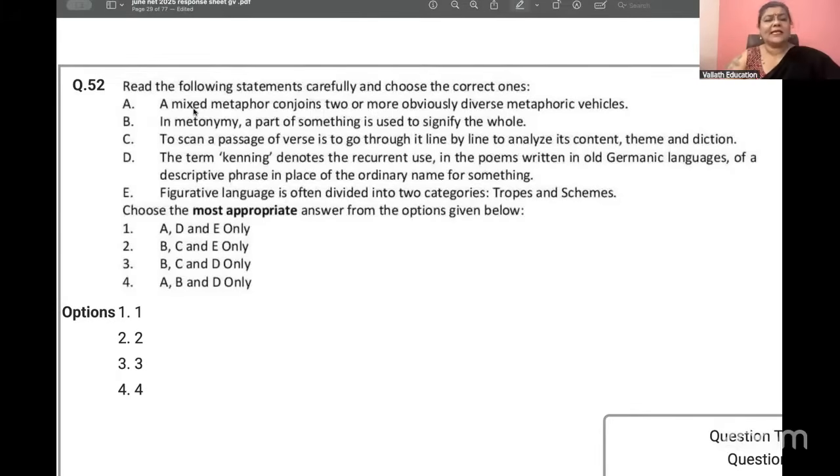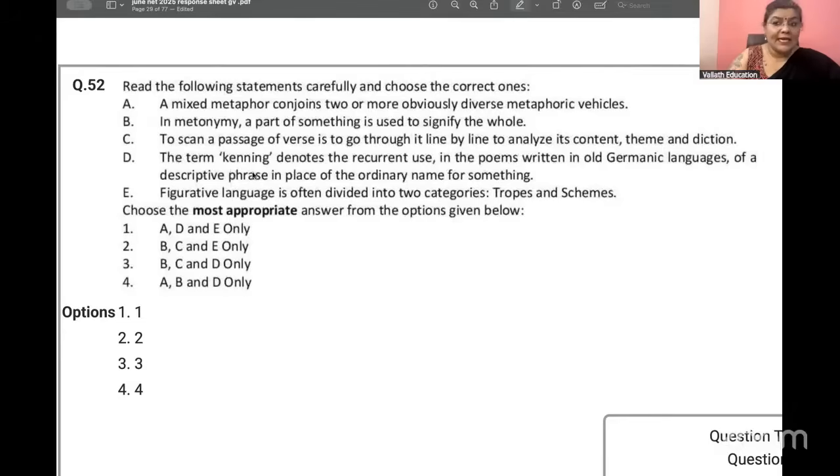Correct. A is correct. In metonymy, part of something is used to signify the whole. Even BA students should know this is synecdoche. It is not metonymy, but synecdoche. So B is not correct. Metonymy is not part of something used to signify. To scan a passage of verse is to go through it line by line to analyze its content. Scanning does not mean going deep line by line. So C is also wrong. Scanning, this is in-depth studying, not scanning.